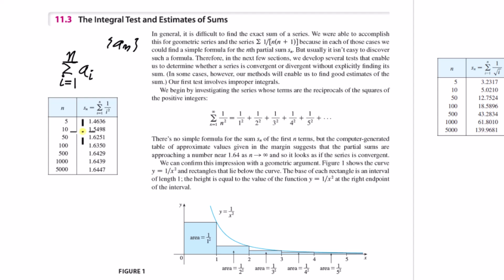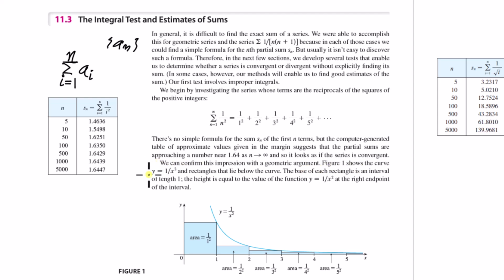So for any series, you can start out by doing this with your computer and seeing whether it looks like it converges to something. Now, this isn't going to give you an official answer for whether it's convergent or divergent, but it can give you a hint. And this looks like it's converging to something, approaching a number near 1.64 as n approaches infinity. We can confirm this impression that it's convergent with a geometric argument.